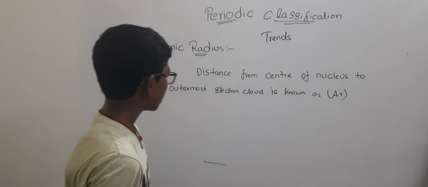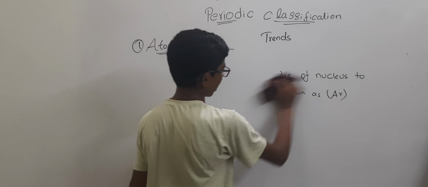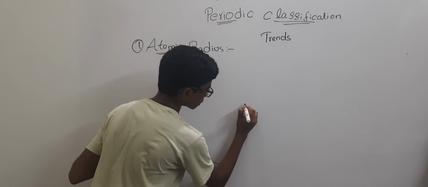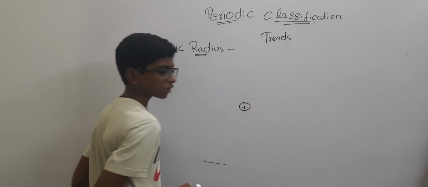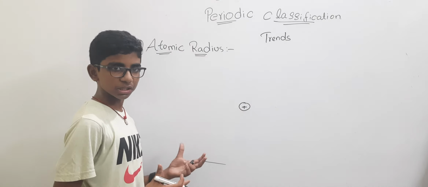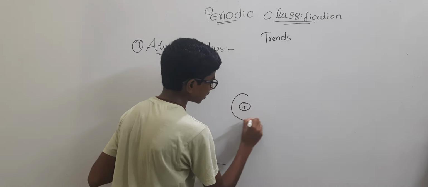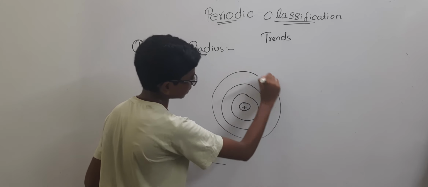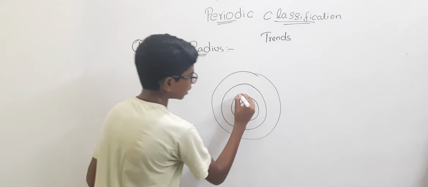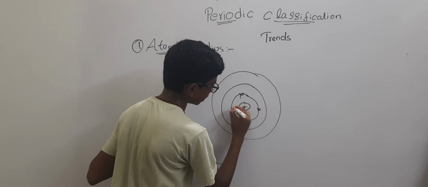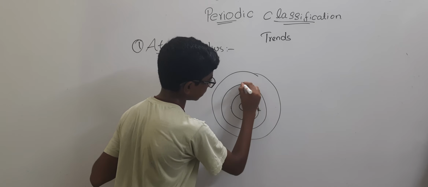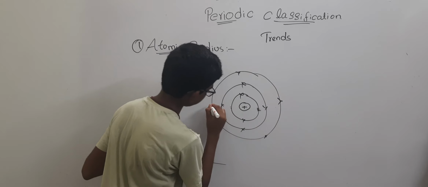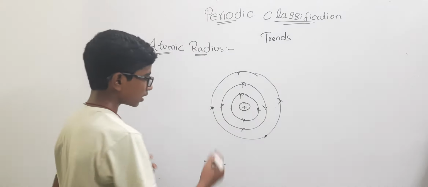Now I am drawing a diagram of an atom. First, this is the nucleus. The nucleus is positively charged. These are the shells. In the shells, the electrons are revolving around the nucleus. The electrons are present in these shells, measured from the center.